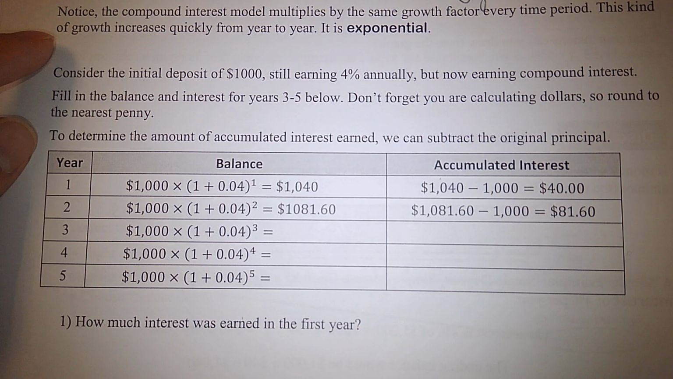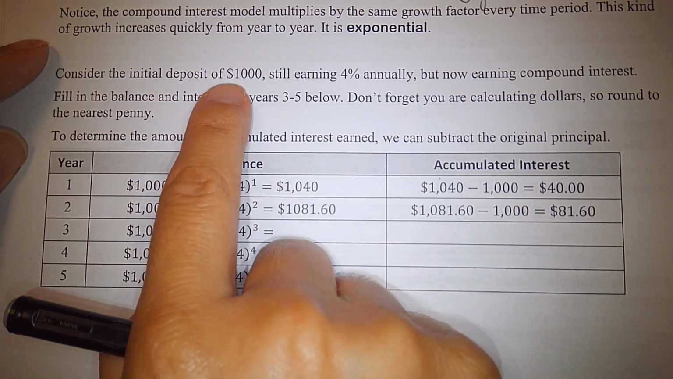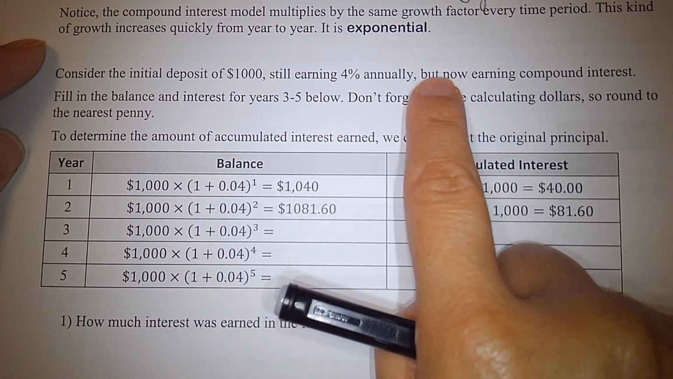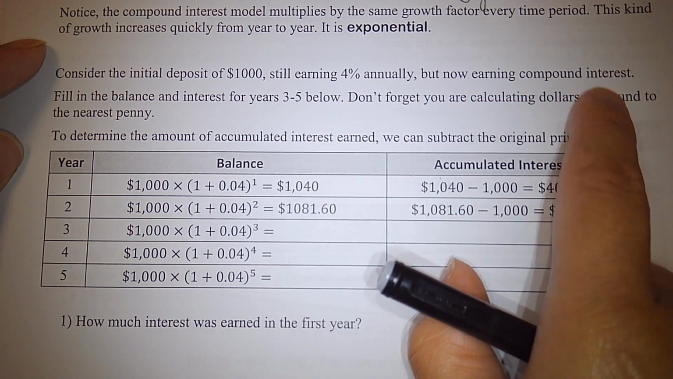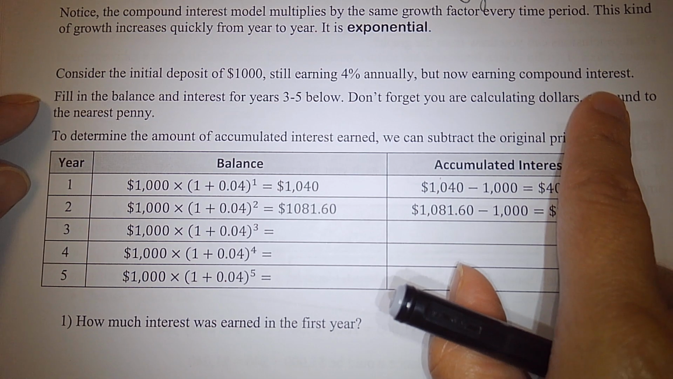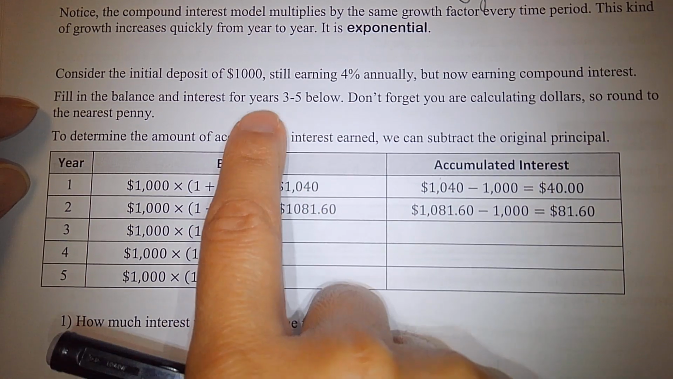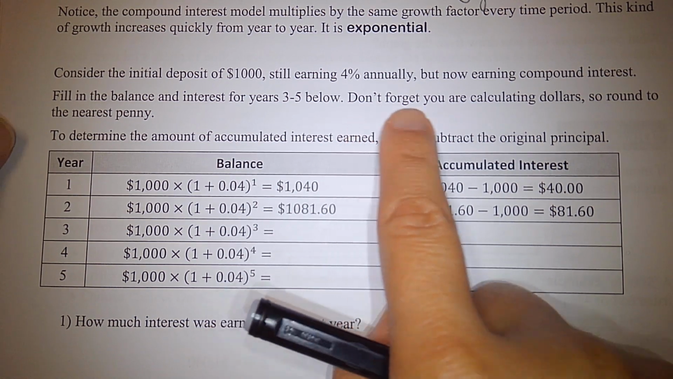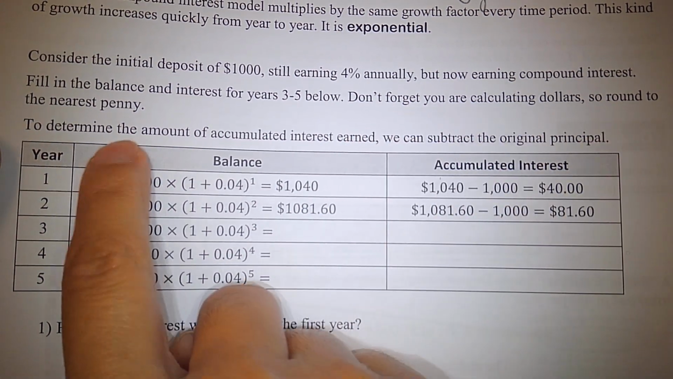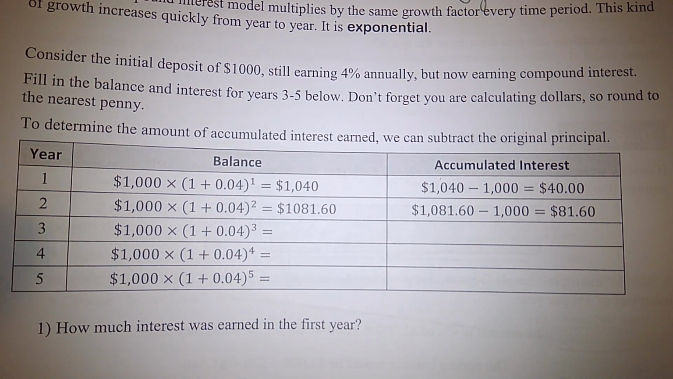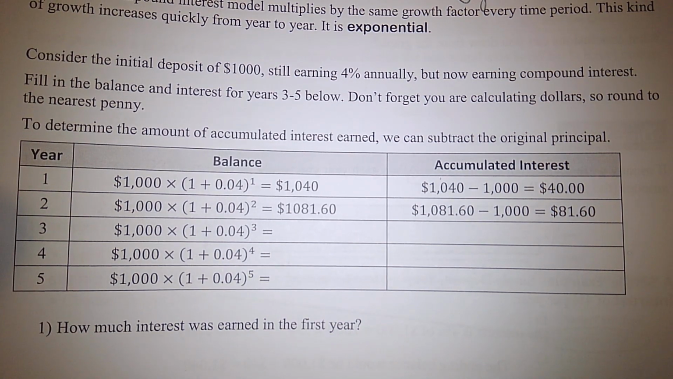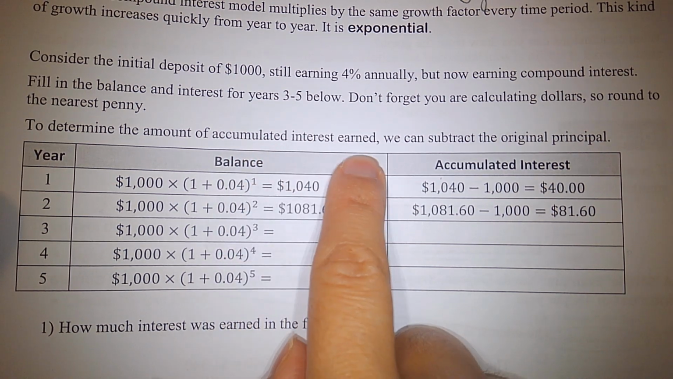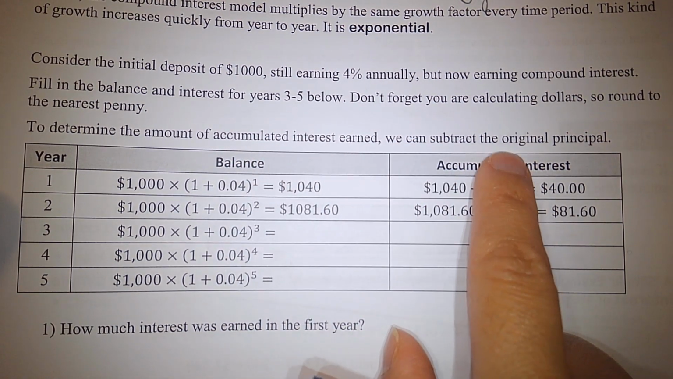All right. Consider an initial deposit of $1,000. We're still having a 4% annual rate, okay? But now earning compound interest, not simple anymore, compound interest, okay? Fill this table below for years 3 to 5. Don't forget that you're calculating dollars, so round to the nearest penny. That means hundredths, right? Round to the cents, right? Determine the amount of accumulated interest earned. We can subtract the original principal.